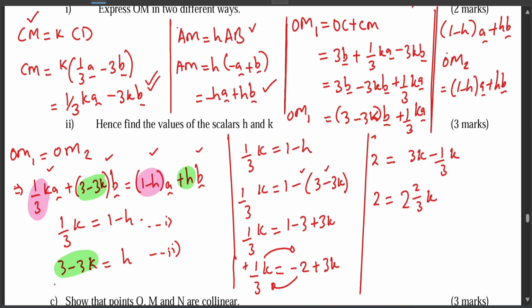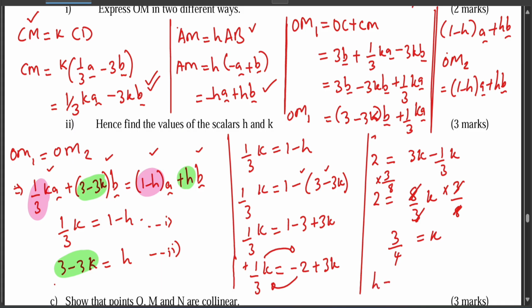So 3K minus a third K, it should be 8 over 3K. So multiply by 3 over 8 to remove this 8 over 3, and also multiply here by 3 over 8. So hii na hii itatoka, utabakia tu na K value 2 times 3 over 8. It should give you 3 over 4. So K yako ni 3 over 4.